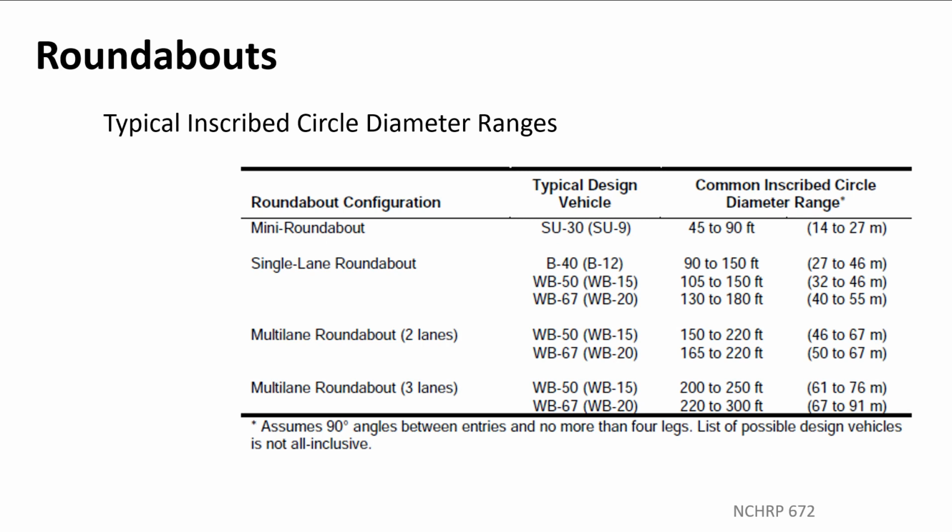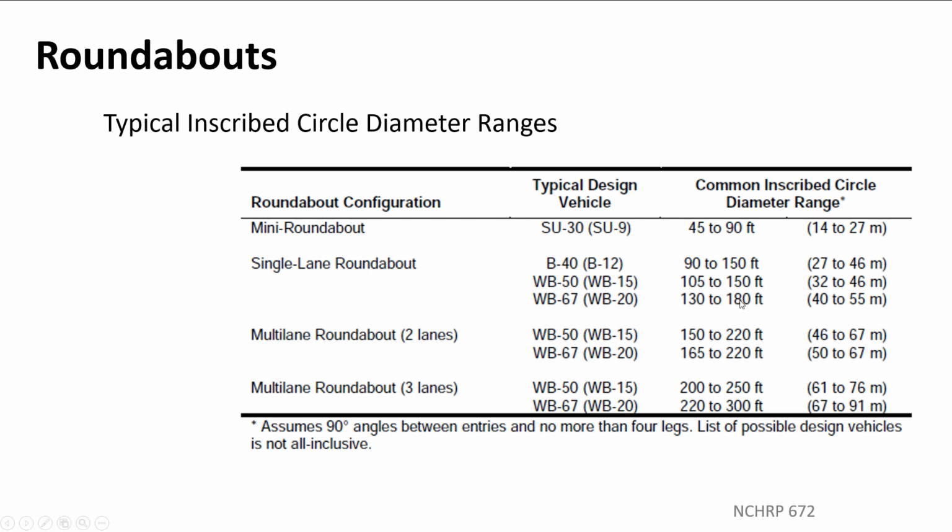These are some of our standard sizes through here. Again, this is that inscribed circle diameter that we talked about. That's the main indicator of the size of your roundabout, right? So a mini roundabout is really just used in low volume, low speed situations, like in a subdivision. Those are going to be these smaller ones, 45 to 90 foot diameters, right? Then the single lane ones, which is where we typically work, is this 90 to 180 feet range.